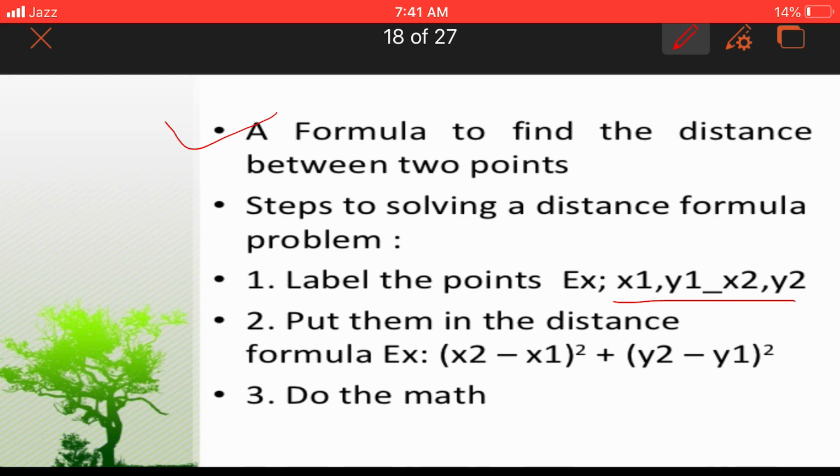Then put them in the distance formula, which is the square root of (x2 minus x1) whole squared plus (y2 minus y1) whole squared. This is the actual formula, and then do the maths. What we will do is just addition, subtraction, or squaring, simple mathematics.